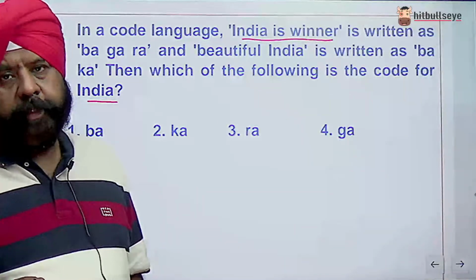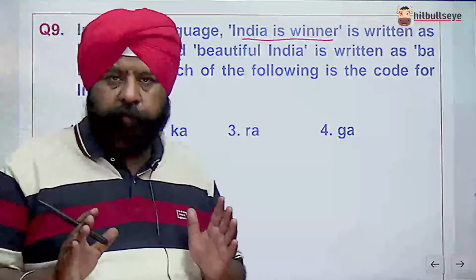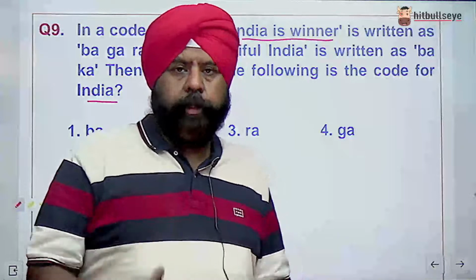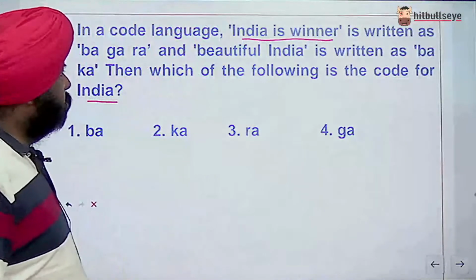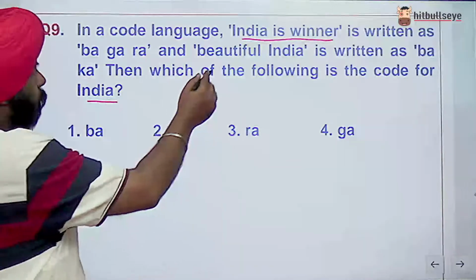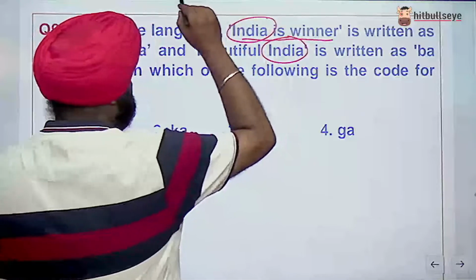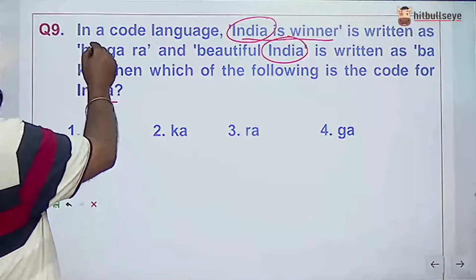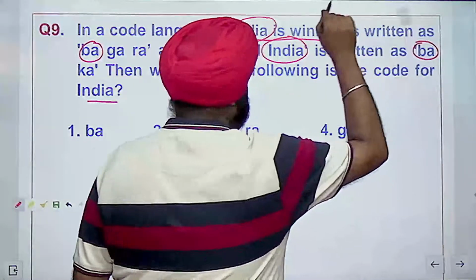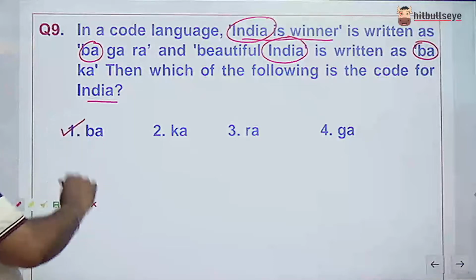Yes guys, yes, you are absolutely right. You have to see the common figures, the common words, and then their common code. So between these two statements you can see that the word common is India, right, and the code common is BA. Very simple. So the code for India has to be BA, hence the first option is the answer.